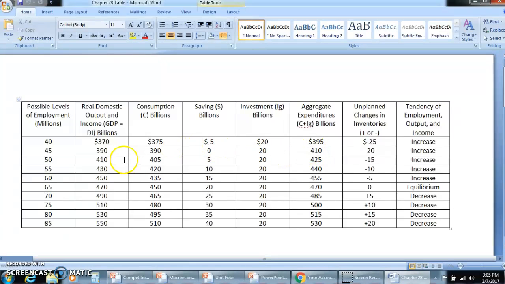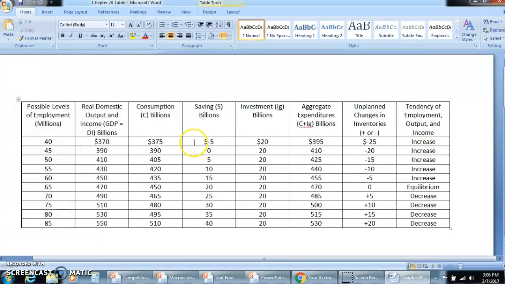Like, for example, in the first row, our output, our GDP, is at 370 billion, but our aggregate expenditures are at 395 billion. We want an additional $25 billion worth of goods. And so obviously GDP is going to have to increase in that case, which means that unemployment would probably go down. But the other problem with that is you're most likely going to be dealing with inflation.